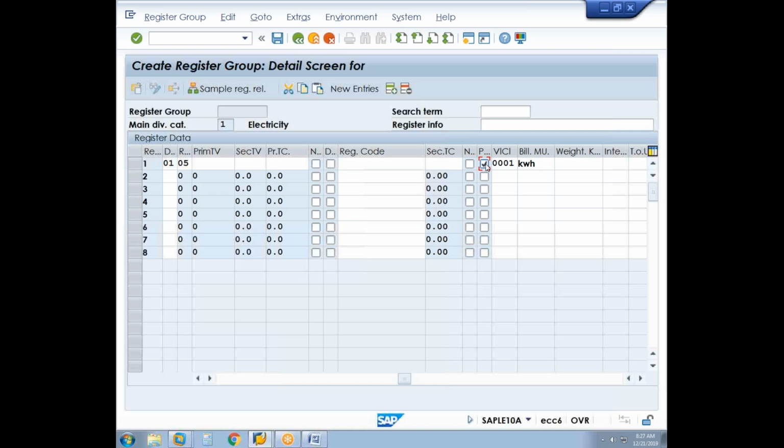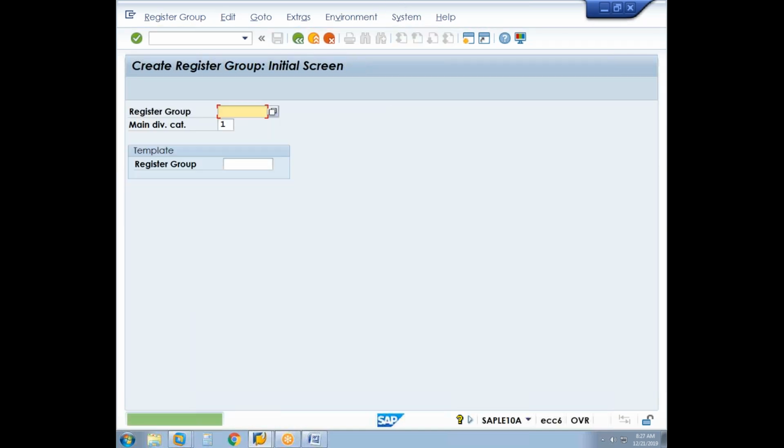That means the moment you install the device, it will show two levels of data, one at the device level and one at the register level. At the register level, we will say this register will have a rate type. If the meter has two registers, on-peak and off-peak, there will be two rate types. The on-peak rate type is different, the off-peak rate type is different. Based on that, two rates will be determined, and each rate will calculate the consumption energy amount. So you have to mark it as P, and then we can save it. So we have created register group data 26.